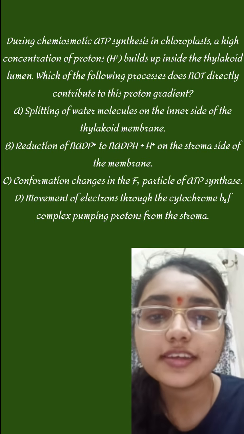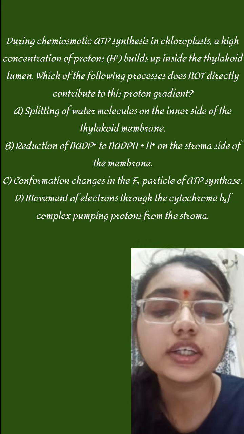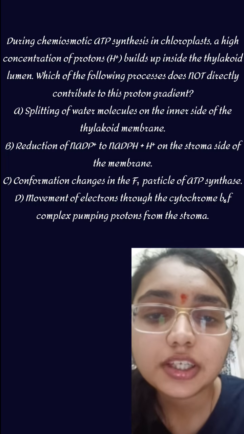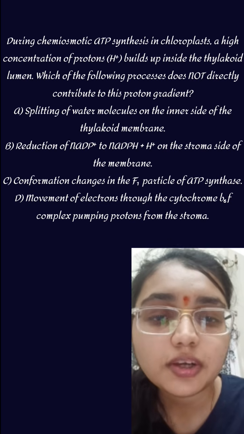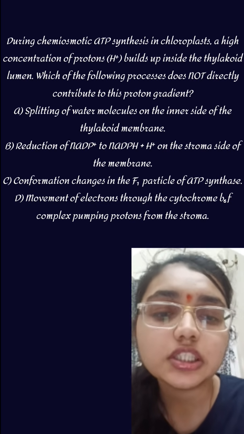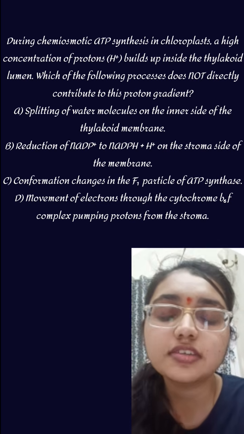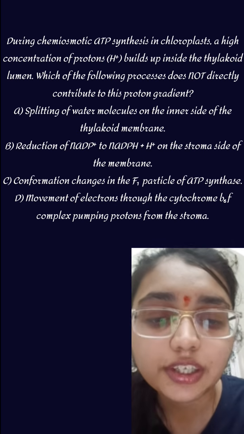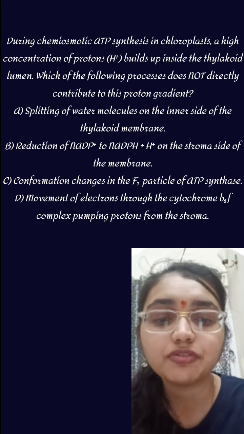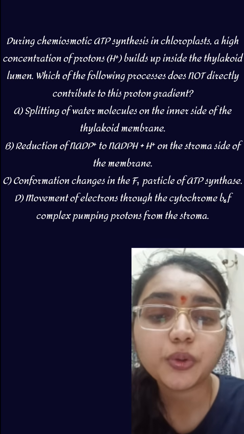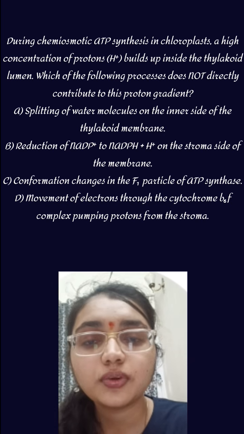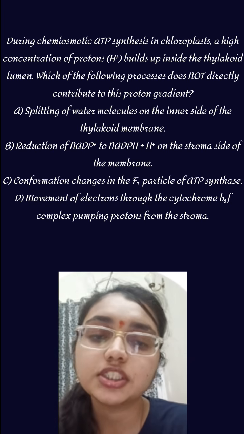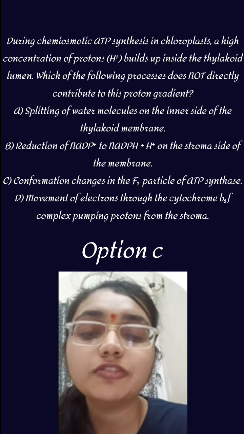So here A is splitting of the water molecule on the inner side of the thylakoid membrane, B is the reduction of NADP to NADPH on the stroma side of the membrane, C is conformational change in the F1 particle of ATP synthase, and D is the movement of electrons through the cytochrome b6f complex pumping protons from the stroma. So here, which one is the correct option? The correct option is the conformational change in the F1 particle of the ATP synthase.